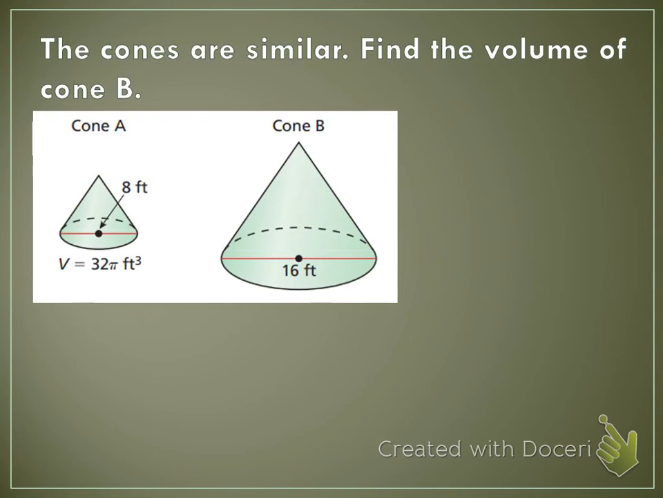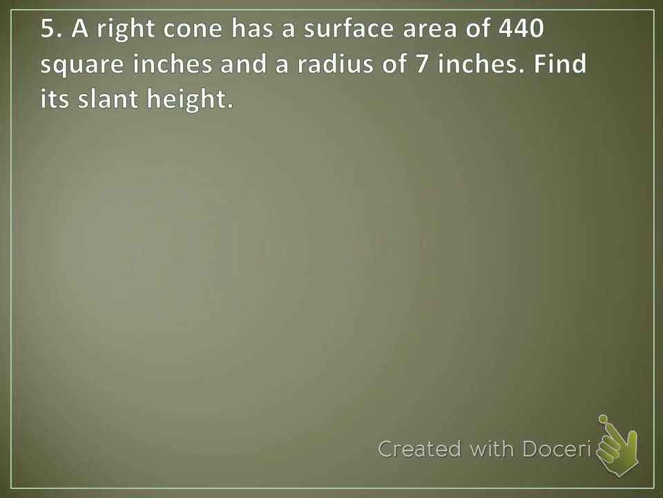All right, so the last two. A right cone has a surface area of 440 square inches and a radius of 7 inches. Find its slant height. So this is similar to what you did on your whiteboard a few minutes ago. We're going to take the surface area and the formula and solve for the slant height. So what is the surface area formula? Good. So pi r squared plus pi rl.